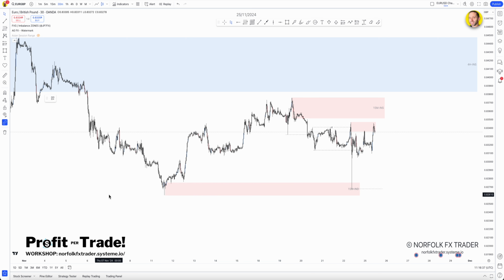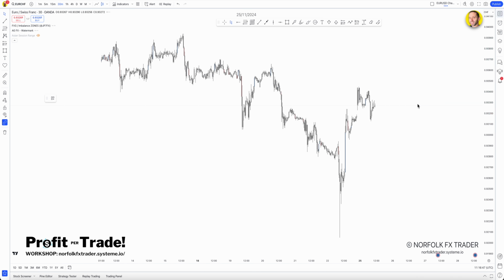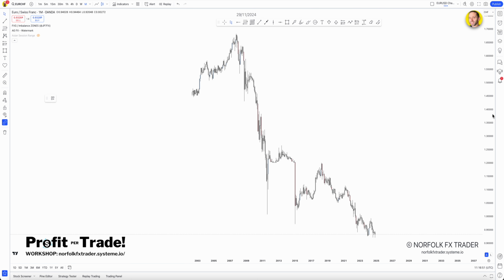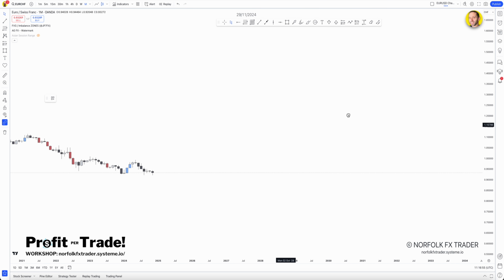So that's the Euro Great British Pound. Let's now go over to the next pair and look at the Euro Swiss franc. Now, these two pairs are not the best pairs to look to trade, really, the Euro Swiss franc and the Euro Great British Pound, but let's look at what we've got.